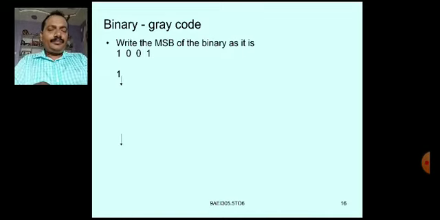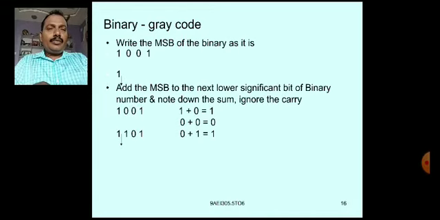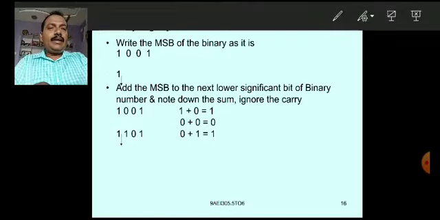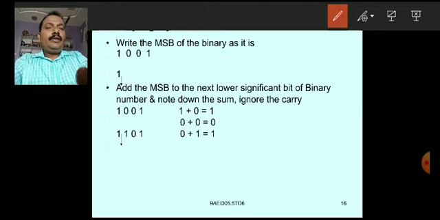That means 1 plus 0 is 1. Next, 0 plus 0 is 0, and 0 plus 1 is 1. So I would like to tell this with clear writing.